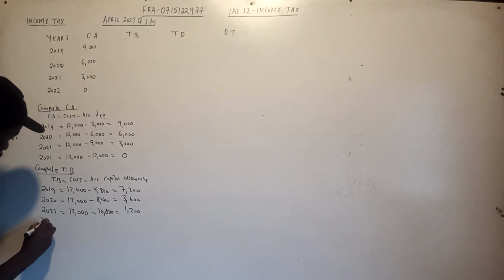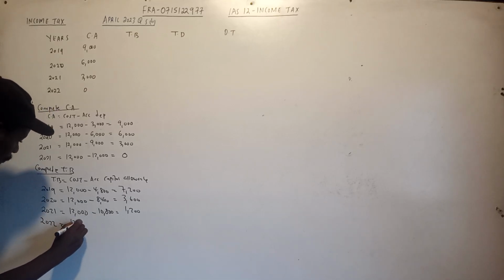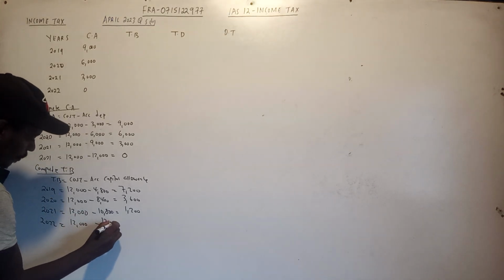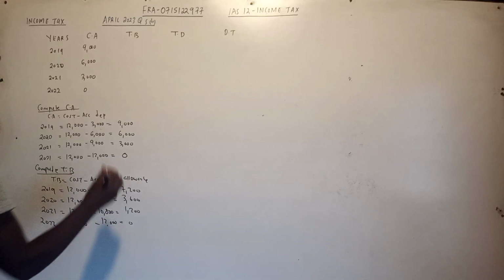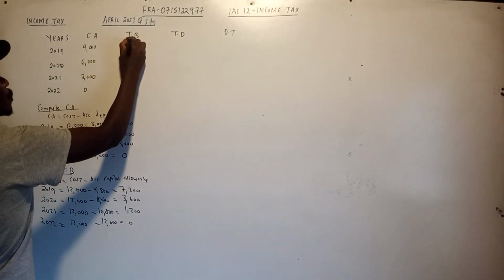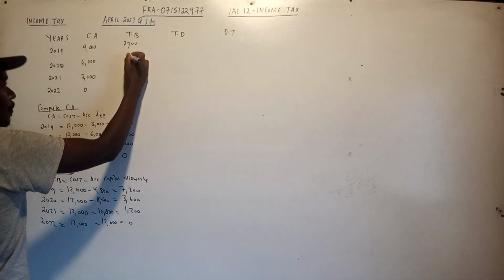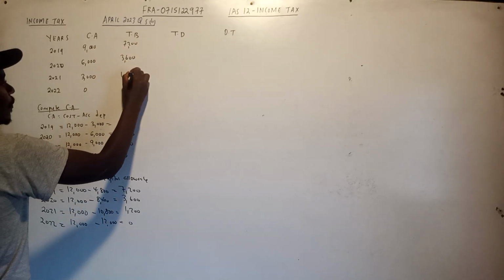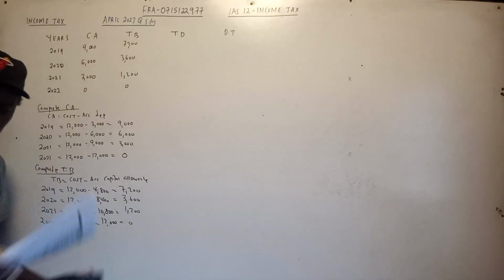Then 2022, 12. So capital allowance will be 12,000. It will be 4,800 for year 1 plus 600 for year 2, plus 2,400 for year 3 plus 1,200, which is 12,000, meaning 0. So that will be equal to 7,200, that is 600. We have 1,200 and then 0.